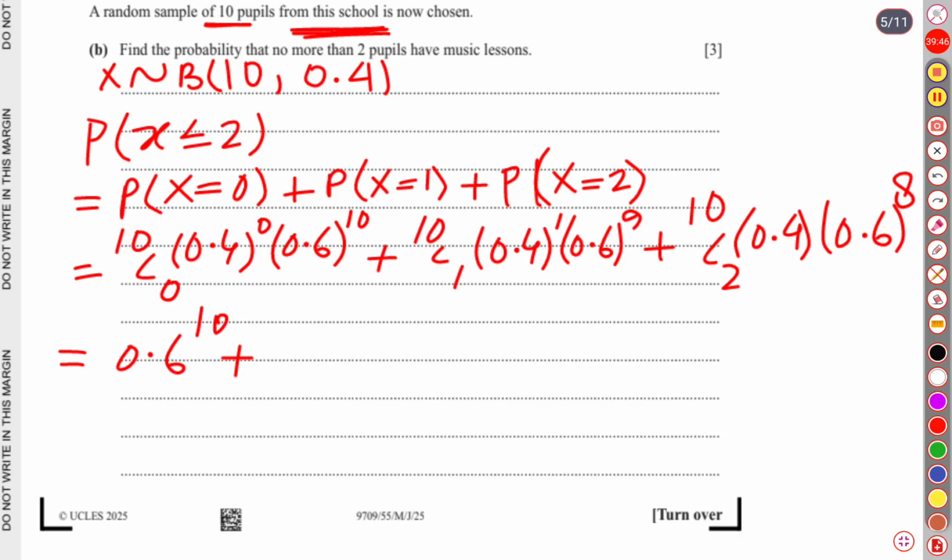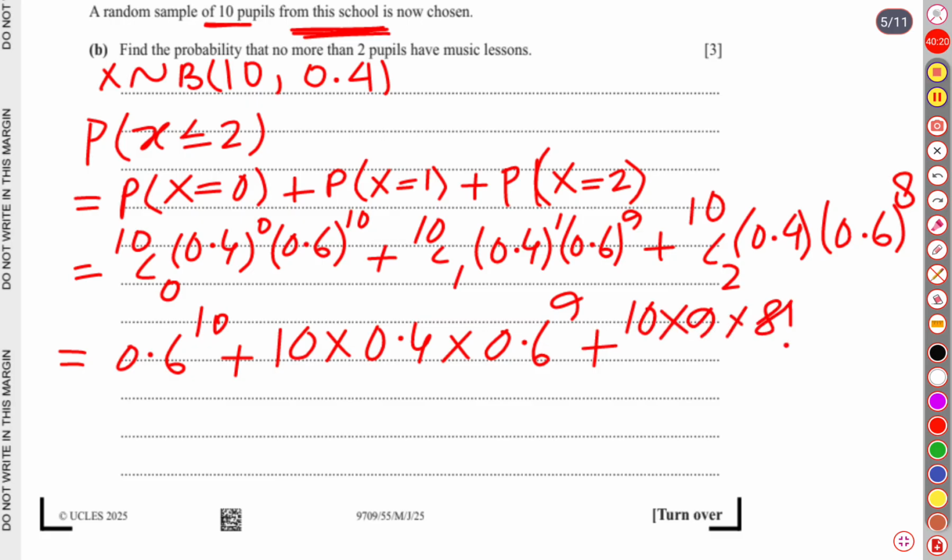Plus, from 10 students, if we choose only one student, how many times can we choose? 10 times. You can do this using a calculator, but manually I can explain that 10 choose 1 means actually 10, because if you choose 1 out of 10, you can choose in 10 ways. So 10 times 0.4 times 0.6 raised to 9, plus 10 factorial, 10 into 9 into 8 factorial over 2 into 8 factorial. If you expand this, you can write it this way.